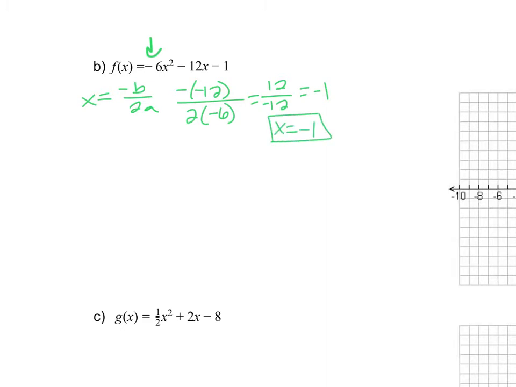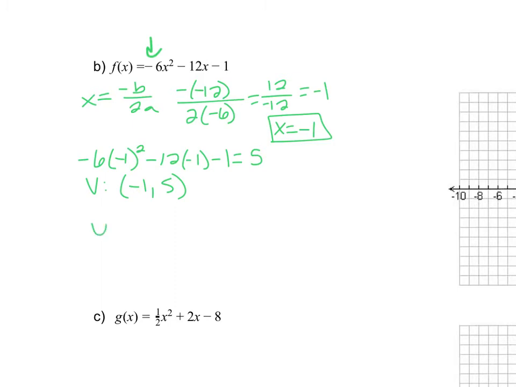Now to find the y-coordinate of my vertex, you're going to plug in that negative 1 into the original equation. So negative 6 times negative 1 squared minus 12 times negative 1 minus 1. If you want, you can plug all of that into your calculator. I don't care because you're going to have access to your calculator. Whichever, if you mess up or if you just want to work it out in your head or show your work, I don't care either way. I use my calculator just to be a little bit quicker. So you get 5 for that value there. So your vertex is going to be at negative 1, 5.